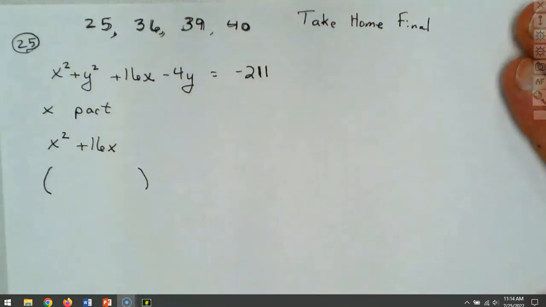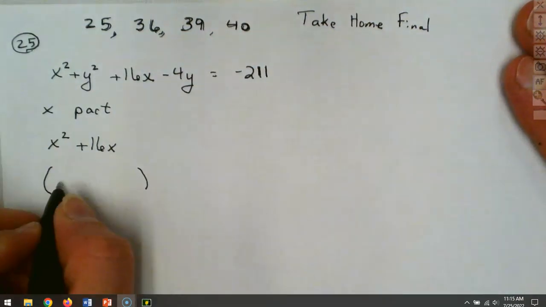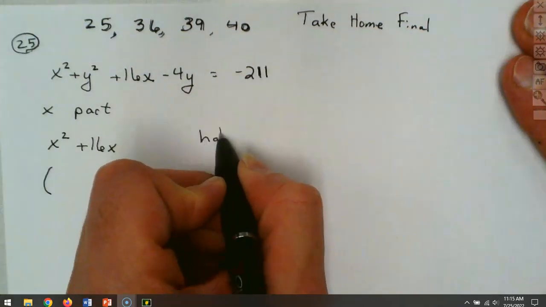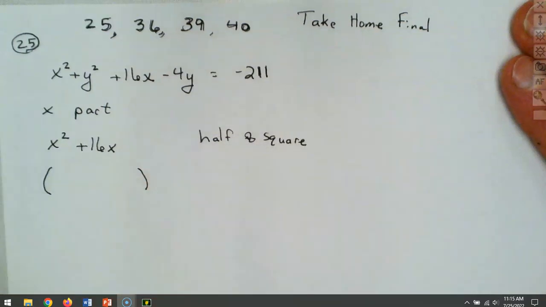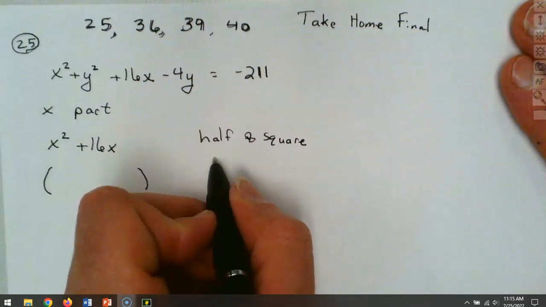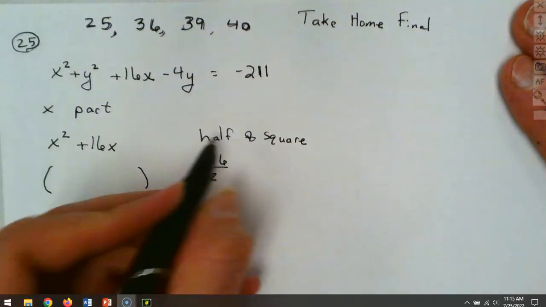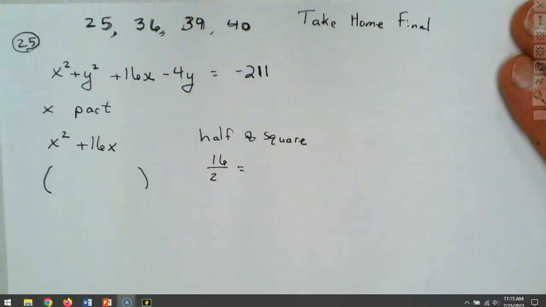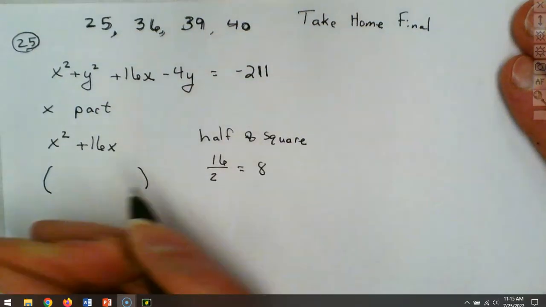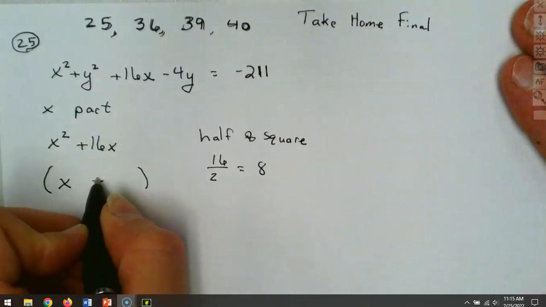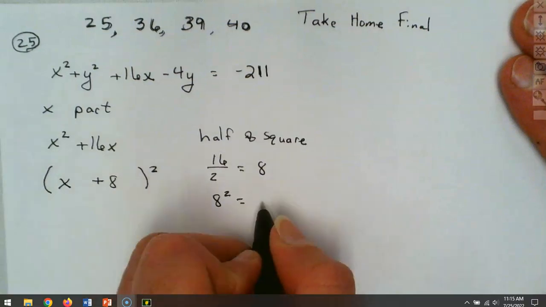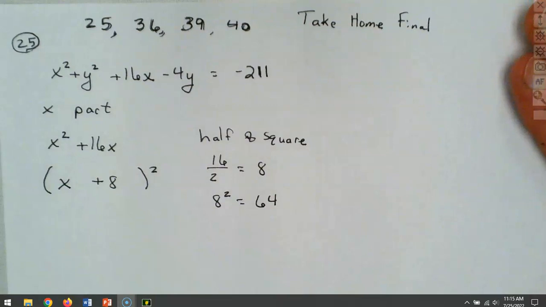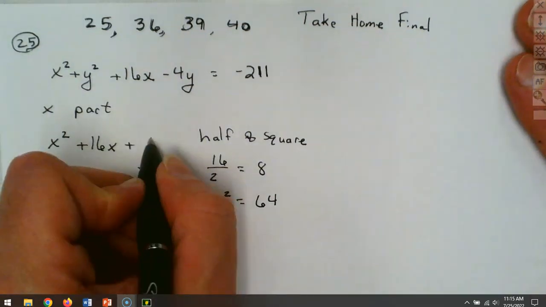Now, we're going to be adding something in to force this to factor. And remember, we have to half and square. That's the way I remember it. It's easy to remember: half and square. So you take your middle term, which is 16, and what's half of 16? Half of 16 would be 8. So that comes down as an x plus 8. Then we take our 8 and square it. And what's 8 squared? 64. So that means we have to add in 64 to make it factor.